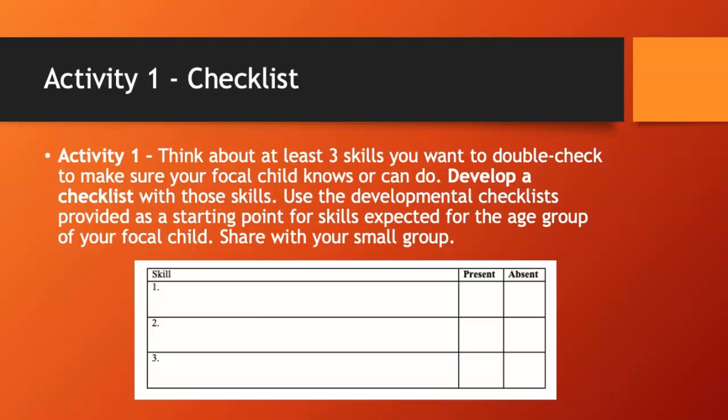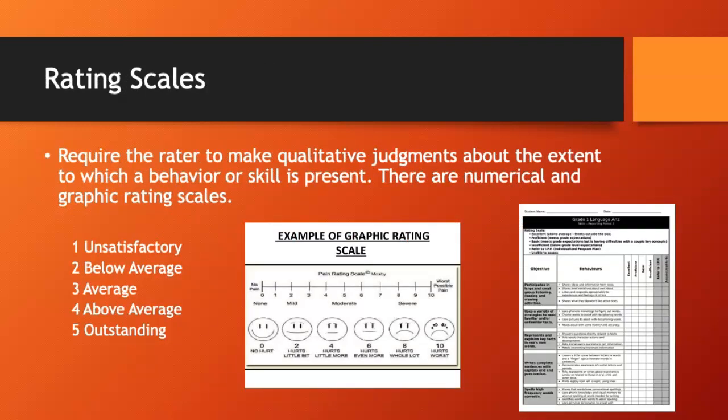Okay, so now that you have done an exercise on checklists, let's look at rating scales. Rating scales are similar to checklists, but instead of gauging if the behavior or skill is present or not present, you're going to be rating the extent to which the behavior or the skill is present. So you can have a numerical scale. You can say, this behavior is present up to level 5 or level 2 or level 3 or 10, if 10 is the max in your scale.